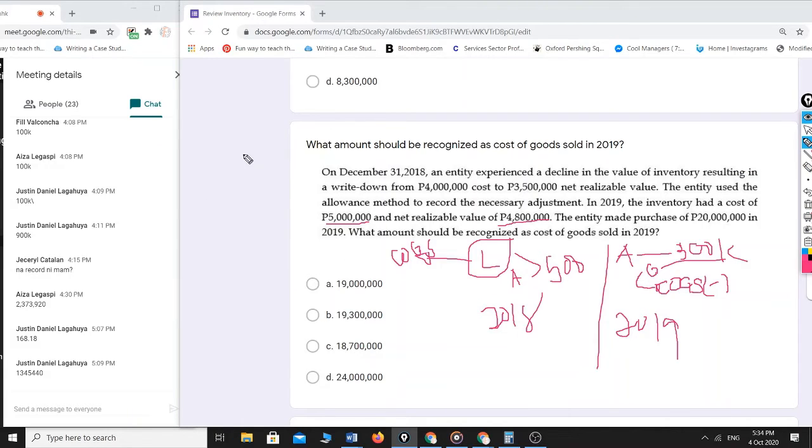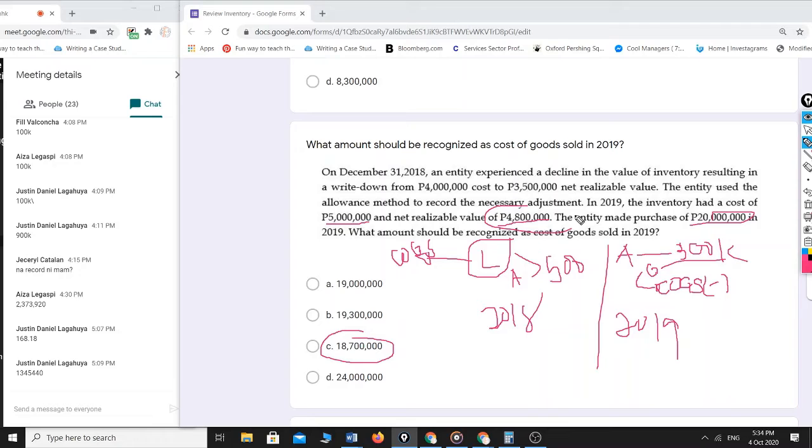Okay. So, same rin po itong pamaagi, guys. We use the 3.5 million plus the purchases nga 20 million minus the ending inventory nga 4.8 million. So, our answer for this is 18.7 million. Okay? Beginning inventory, 3.5 million. Our purchases, 20 million minus the ending inventory nga 4.8 million.